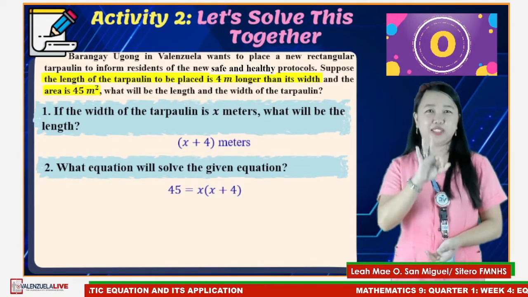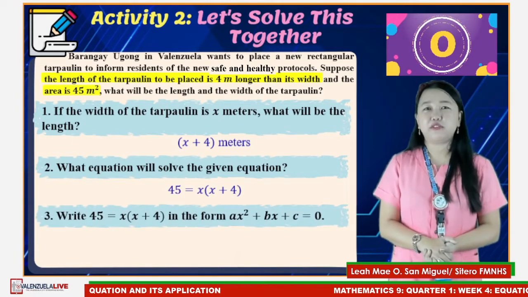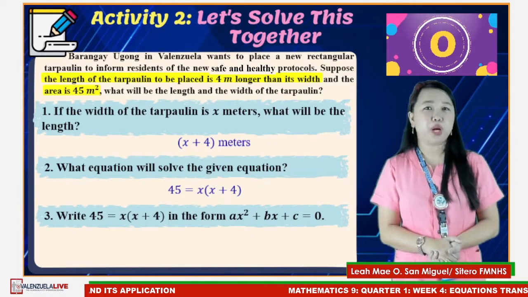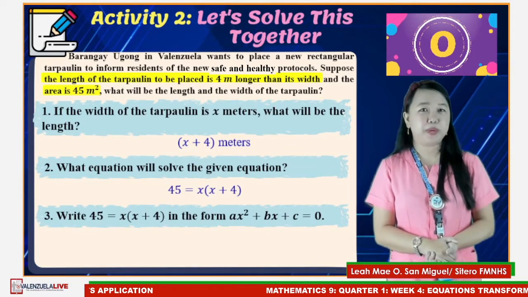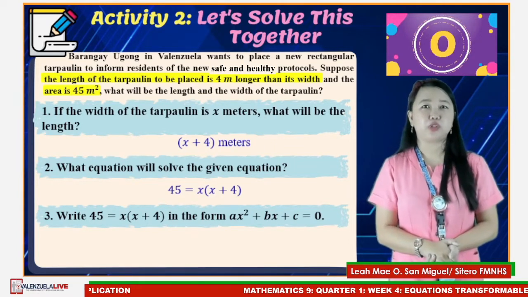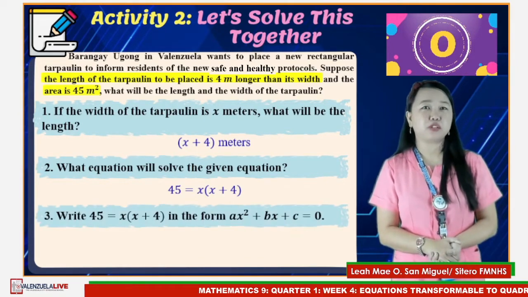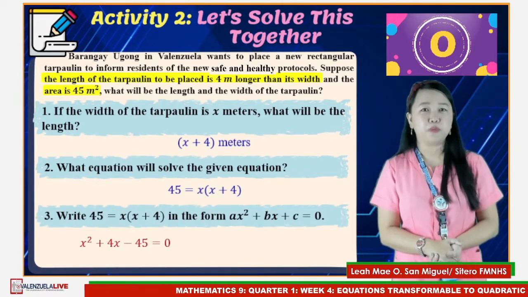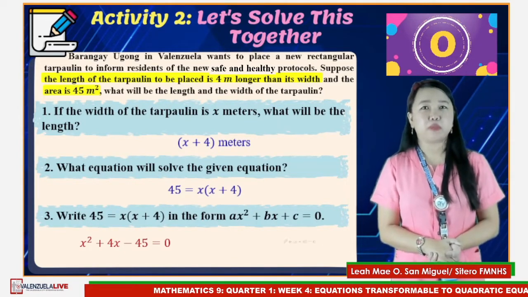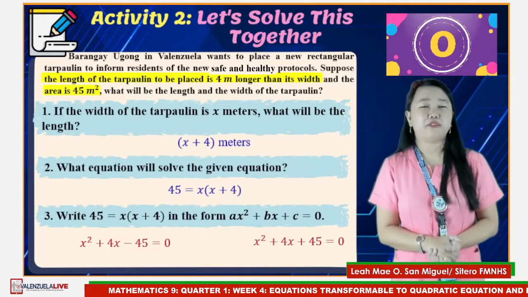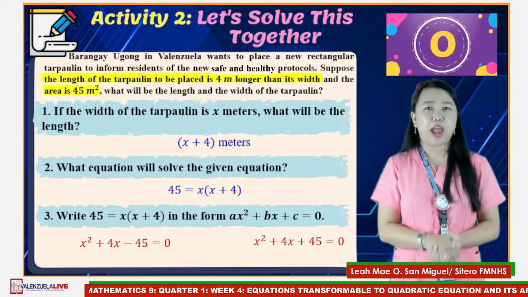Question number 3. Write 45 is equal to x times x plus 4 in the form ax squared plus bx plus c is equal to 0. Is it x squared plus 4x minus 45 is equal to 0? Or x squared plus 4x plus 45 is equal to 0? You have 10 seconds to comment your answer.